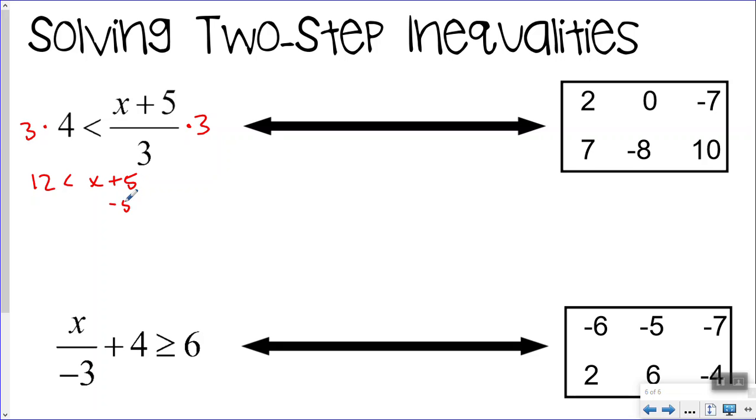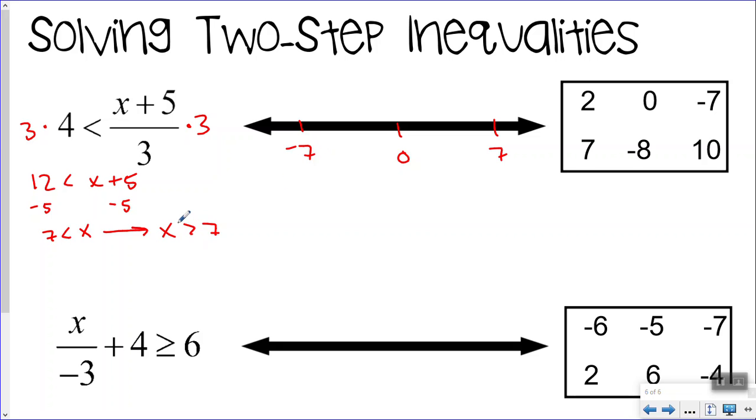Now we're going to undo that addition by 5 with subtraction, and we end up with 7 is less than x. But again, we want to put the x on the left-hand side and the number on the right, and the inequality symbol should be opening up to the x. We're going to go ahead and get our graph set up.